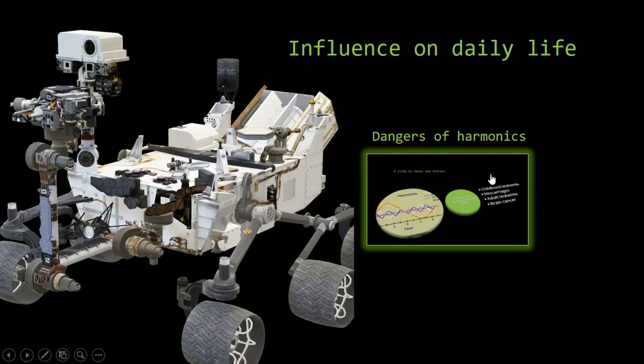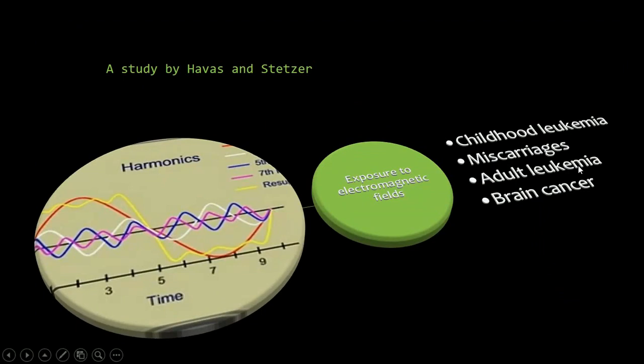So here I'm just going to briefly review the dangers of harmonics. Based on a study by Havas and Stitzer, basically harmonics will produce electromagnetic fields, and continuous exposure, which means residential areas around, let's say, power lines and such, to electromagnetic fields can result in serious consequences.